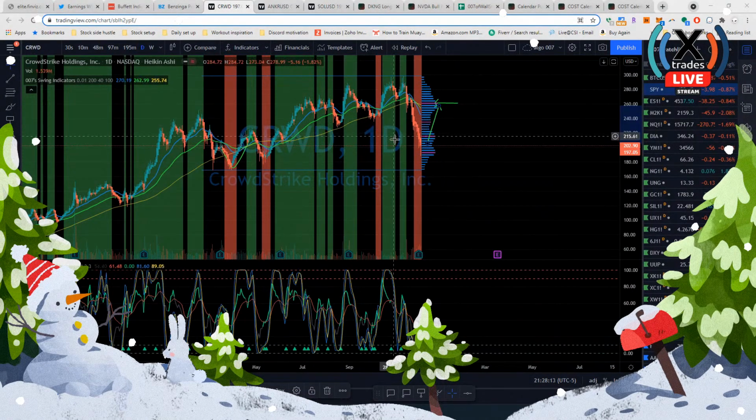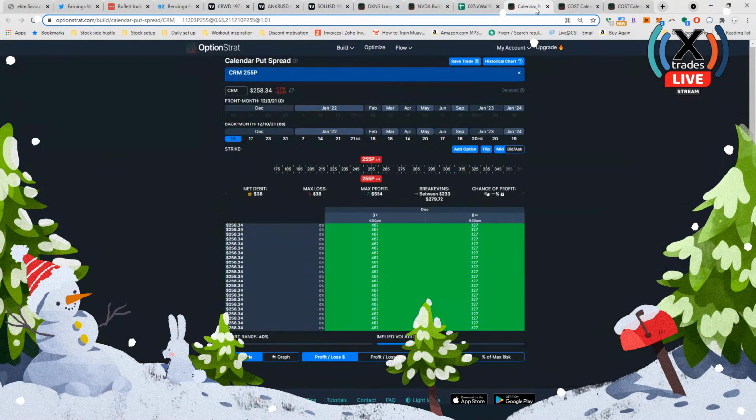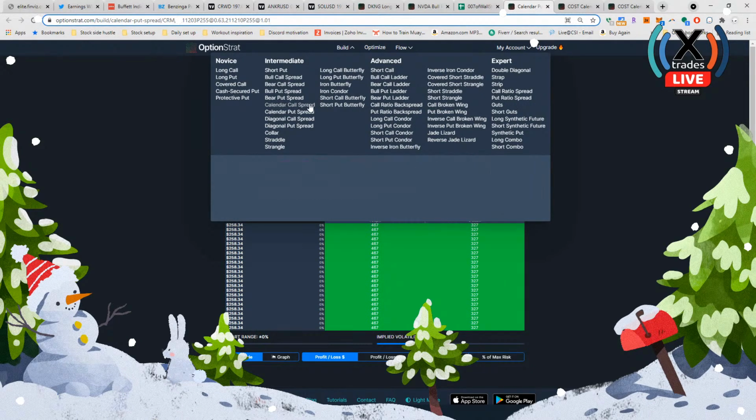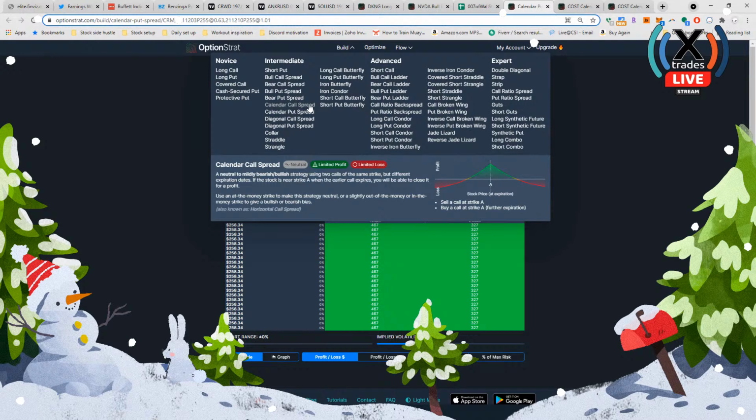So that's kind of the calendar. I think the calendar is one of the best strategies that we ever encounter, man. Especially in this situation. Calendars are generally a neutral to mildly bullish or bearish strategy. The bullish and bearish part is what direction you're going on it.